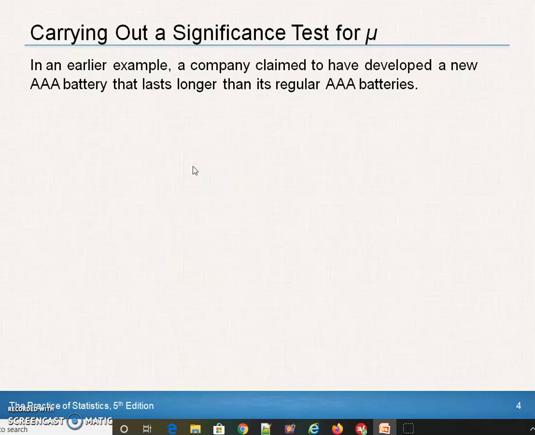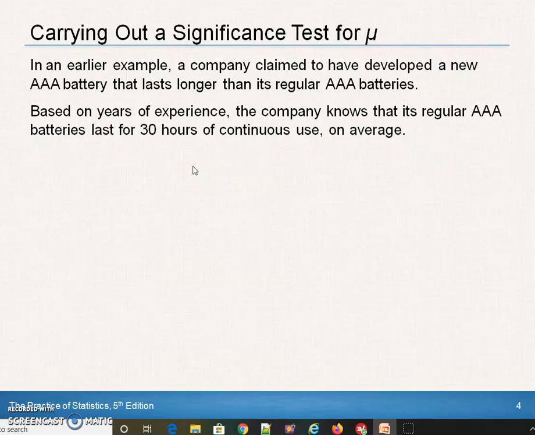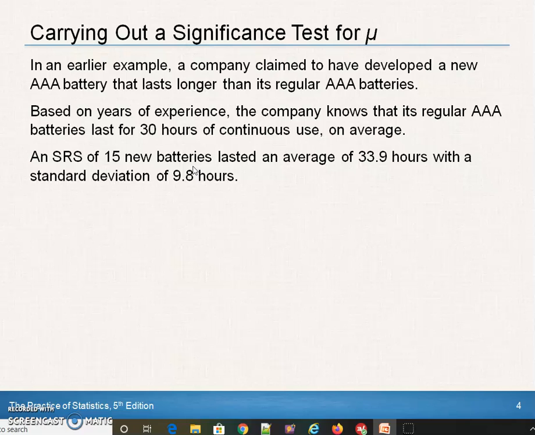In the earlier example, a company claimed to have developed a new AAA battery that lasts longer than its regular AAA batteries. Based on years of experience, the company knows that regular AAA batteries last 30 hours of continuous use on average. In a simple random sample, 15 new batteries were tested, and they lasted an average of 33.9 hours. So 3.9 hours better. Okay, then it must be better. Standard deviation 9.8.